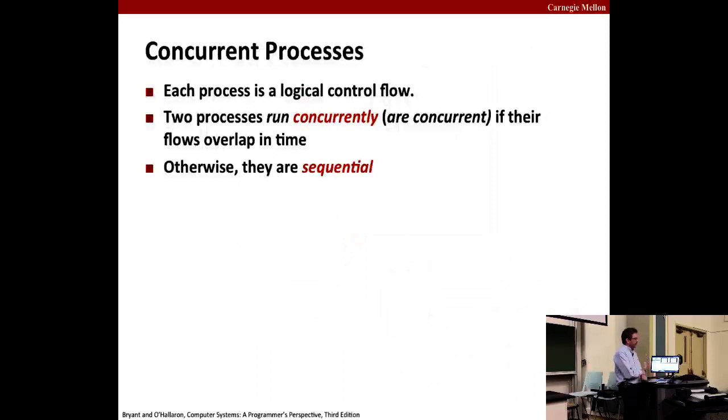Now each process represents what we call a logical control flow. There's a physical control flow, which, if we just looked at all the PC values, we'd be executing instructions from one process, and then all of a sudden we'd be executing from another process. But within a single process, there's a logical control flow, which is all the instructions for that process. We say that two processes run concurrently if their flows overlap in time, otherwise they're sequential.